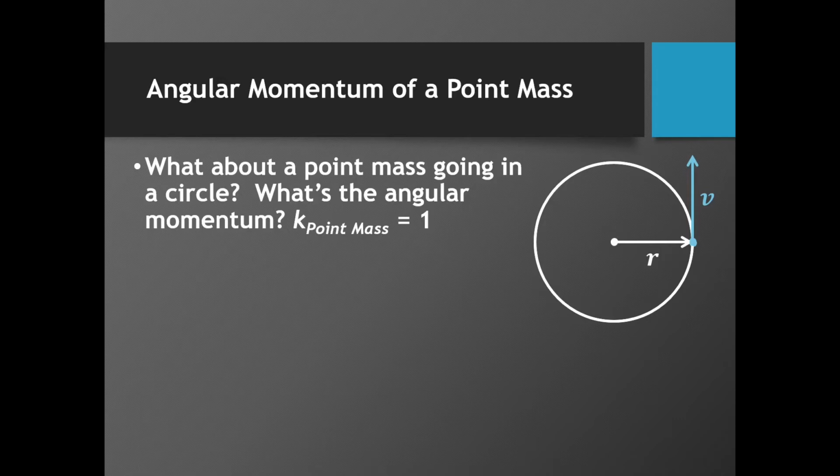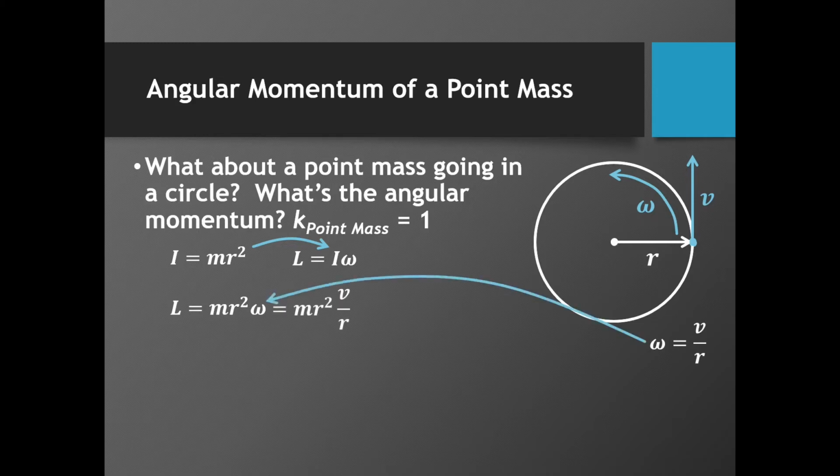But for a point mass, its K value being 1, let's go ahead and find its moment of inertia. That's going to be 1 times mass times radius squared. So then we plug that in for the moment of inertia. We get mass times radius squared times the angular velocity. And then the angular velocity is going to be equal to the velocity divided by radius. So we go ahead and plug that in there. And what we get is mass times radius squared times velocity divided by radius. We cancel one of those radii. And what you'll notice is mass times radius times velocity. Now, if you take the mass and the velocity, that is momentum.